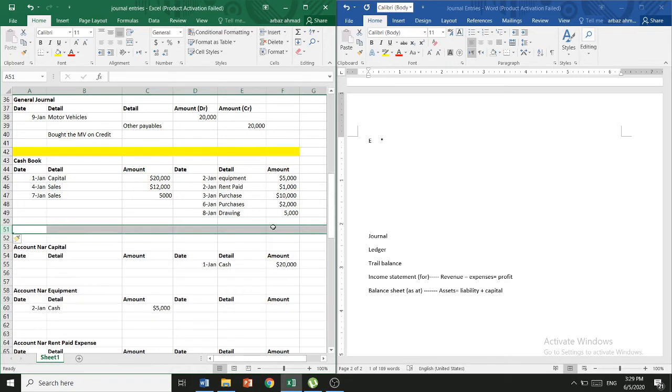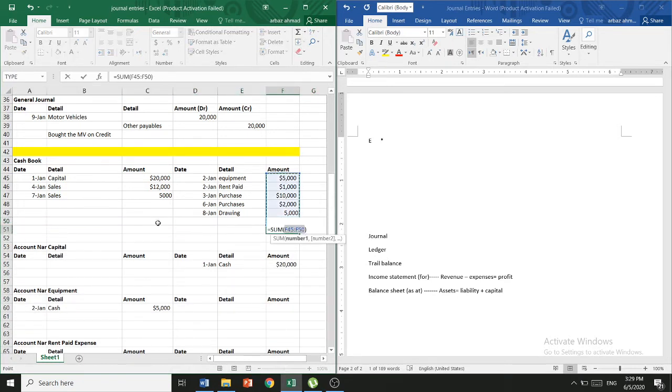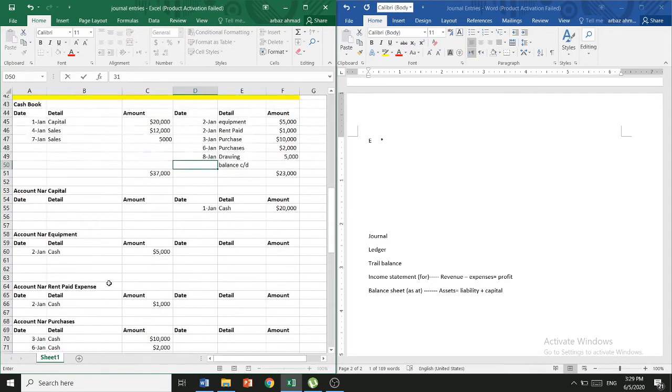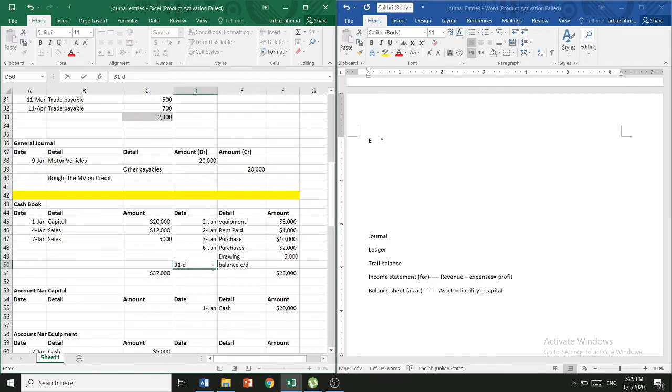Let's insert one more line over here and total up the things. This side is less, so I will be having a balance carried down at the end of the month. Is it for one month? It's not for one month, so it will be 31st December. And here I will be having the balance brought down. The amount will be this amount minus this amount, and that will be 14,000.